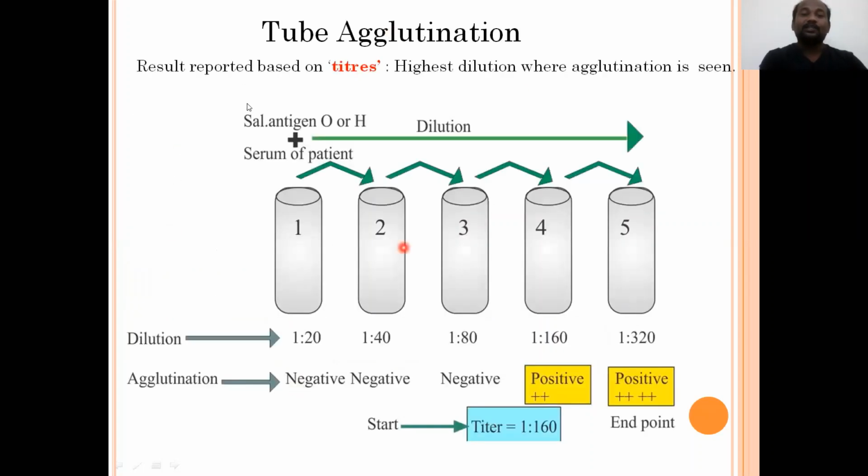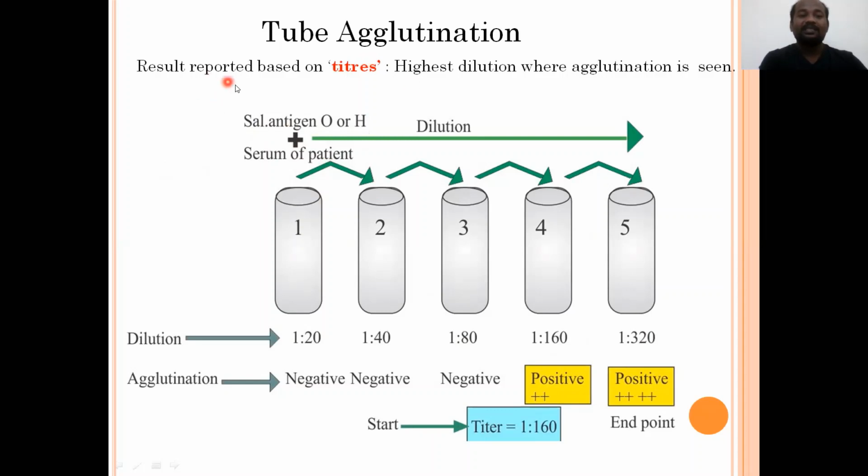The other is the tube agglutination test. The Widal test may be performed on a slide or in tubes. Previously we have seen the slide. This one is the tube agglutination. These are the tubes having different dilutions, 1:20, 1:40 accordingly. In the tubes we mix the Salmonella antigens plus patient blood. After mixing, we wait for some time for the agglutination reactions to show.